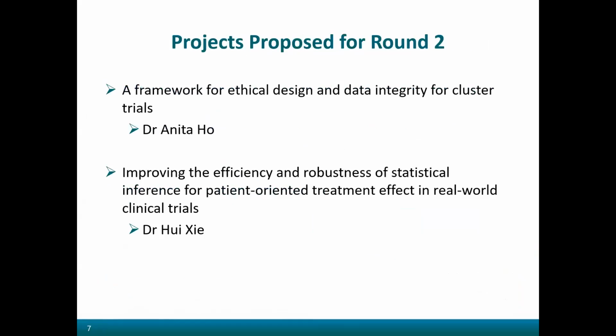Okay, so thank you, Dr. Wong. The main focus, as you've heard for today, is to hear from the leads of teams that have submitted proposals for consideration for round 2 projects in this cluster. So without further ado, I'd like to pass over to Dr. Anita Ho, who's going to describe their project proposal, which is about an ethical framework for ethical design and data integrity. So over to you, Dr. Ho.